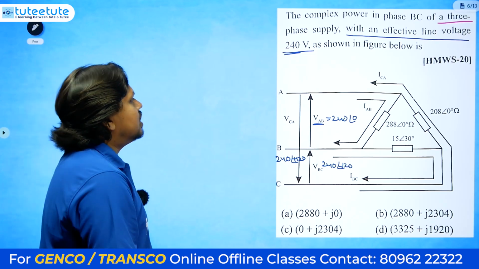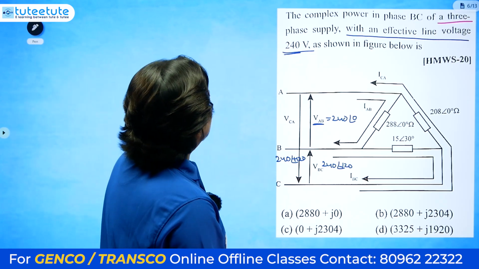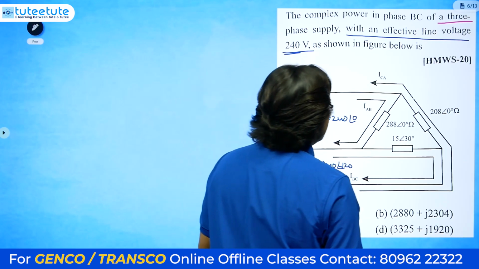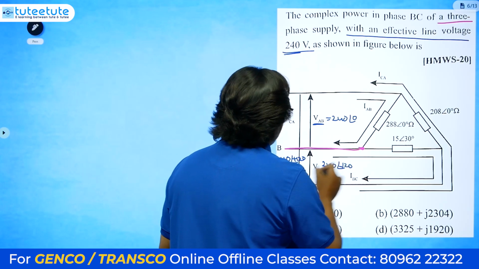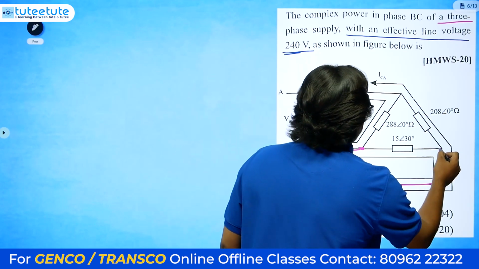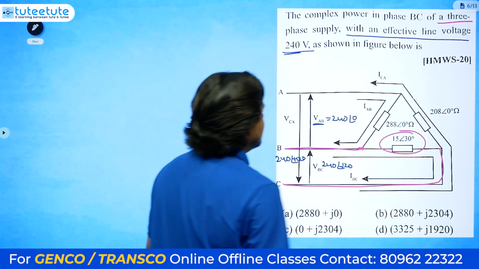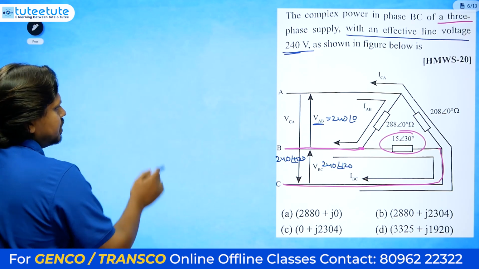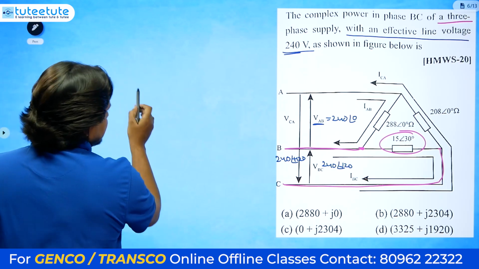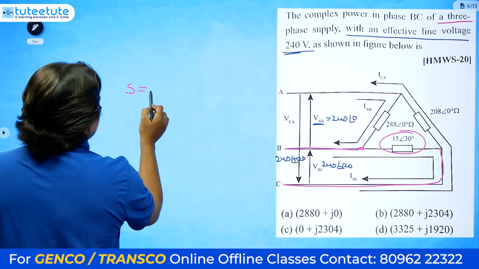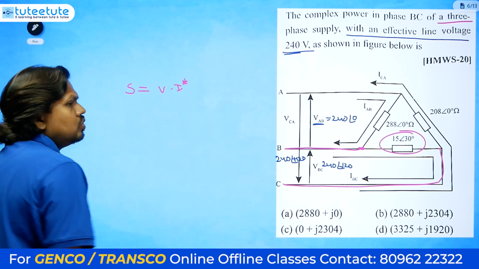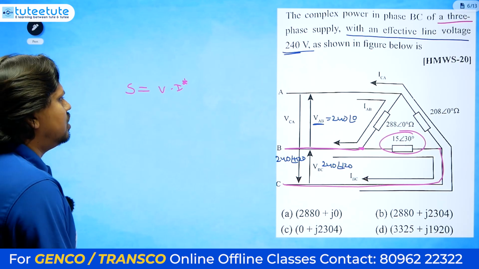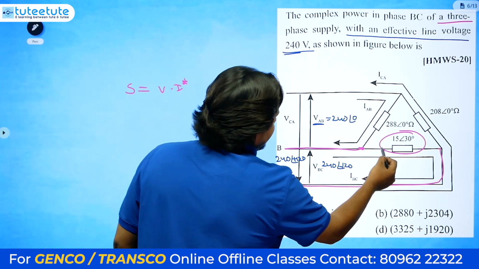Now they are asking about the complex power in phase BC. Where is B and C? This is B, and this is C. That means we need to calculate in this load. That is the complex power. Complex power generally is S equals V into I conjugate. We can do it like this. For that we need to calculate the current in this one.